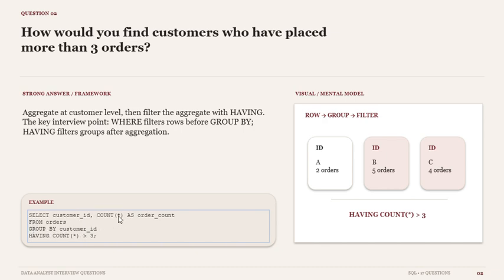From the orders table, group by customer ID. I can derive whatever columns we want in the select part of the query. We can fill it later. Now I only want customers where the count is more than 3. So we aggregate at the customer level, then filter with having. The main thing here is that where filters rows before group by, and having filters rows after group by.